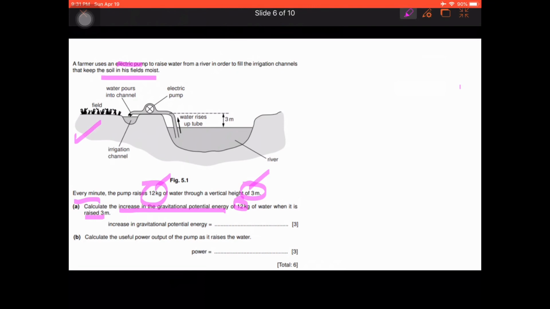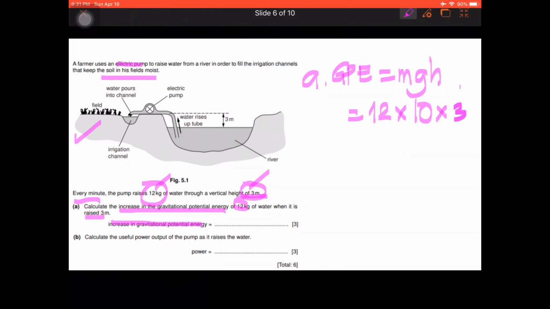So we are asked to solve for the increase in gravitational potential energy. This is quite easy. For letter A, we are just going to calculate for GPE. The GPE formula is mgh. We already know that m is 12 kilograms according to the problem, times gravitational field strength, which is 10, times the height, which is 3 meters. So calculating, we will get 360 joules.